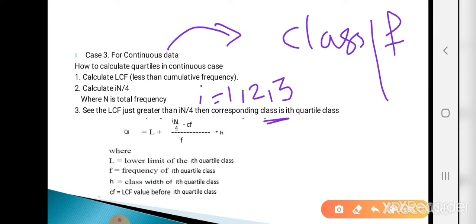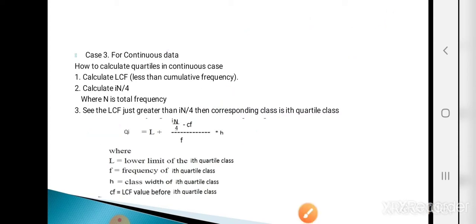Okay, so what is the formula for calculating the quartiles in the continuous case? Qi is equal to L plus (iN divided by 4 minus CF) upon F, into H, where L is the lower limit of the ith quartile class, F is the frequency of the ith quartile class, H is the class width of the ith quartile class, and CF is the LCF value before the ith quartile class.